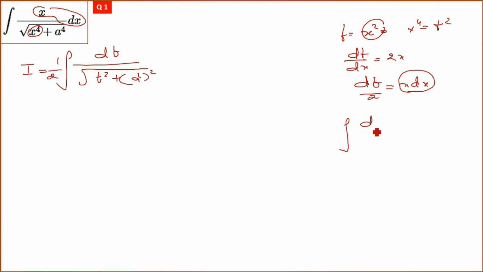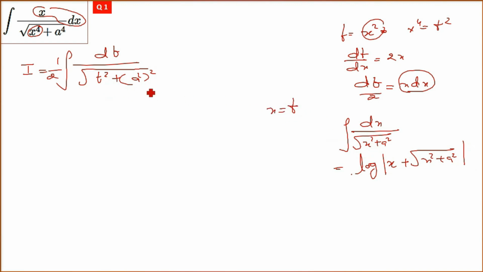The integration of dx by under root x square plus a square, so this will be what? It will be log x plus under root x square plus a square. Now please remember, this x will be equal to t in this case. We'll take x as t and a as a square, just matching this one and trying to put this in the formula.